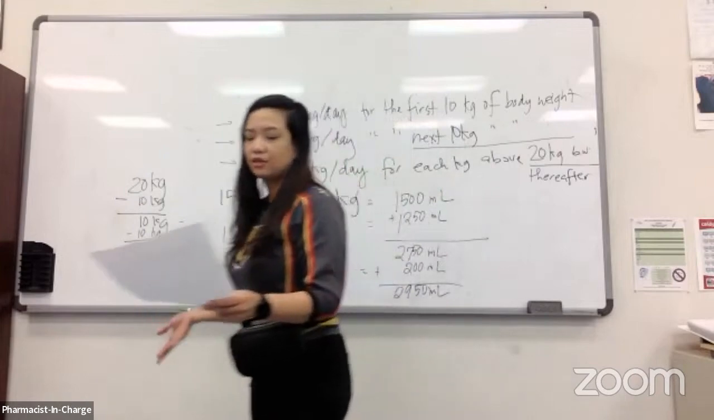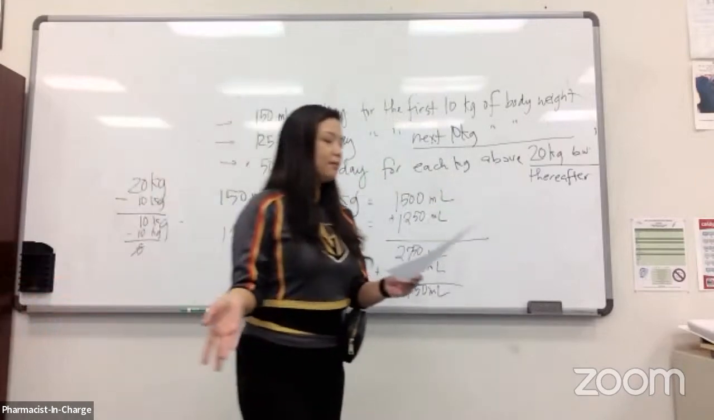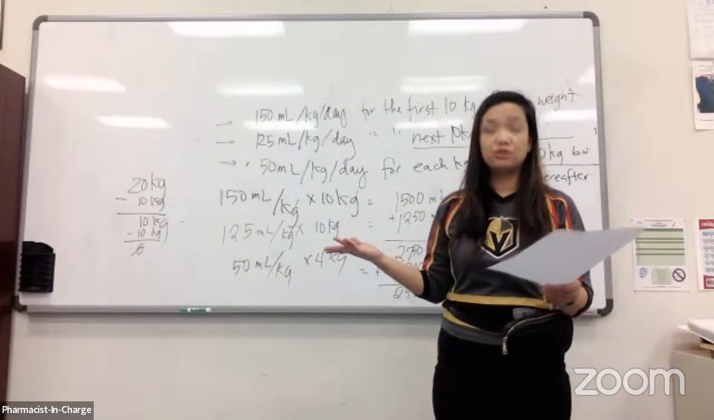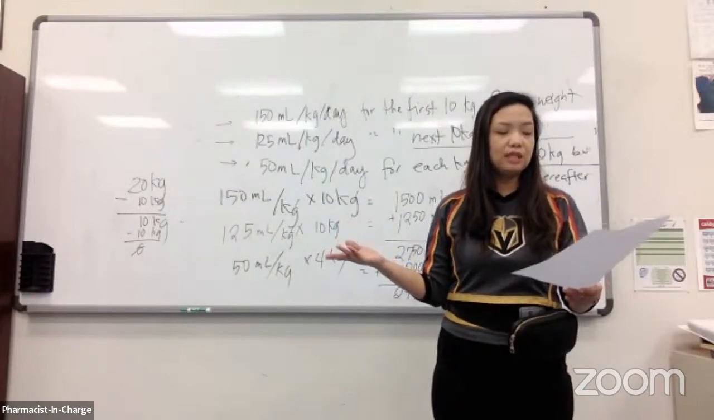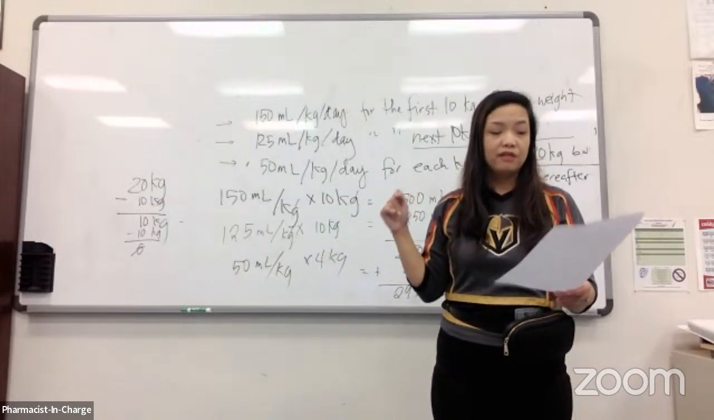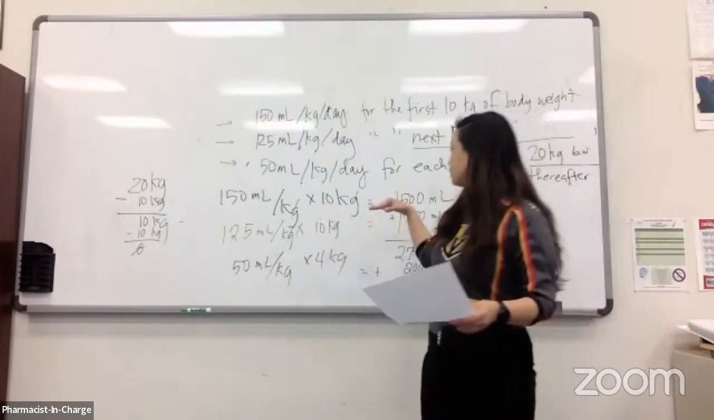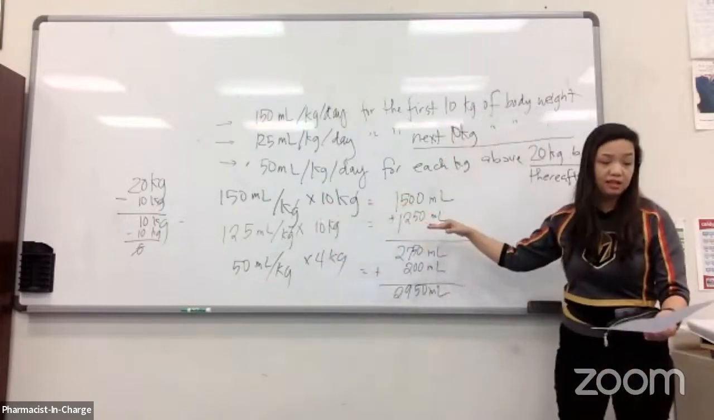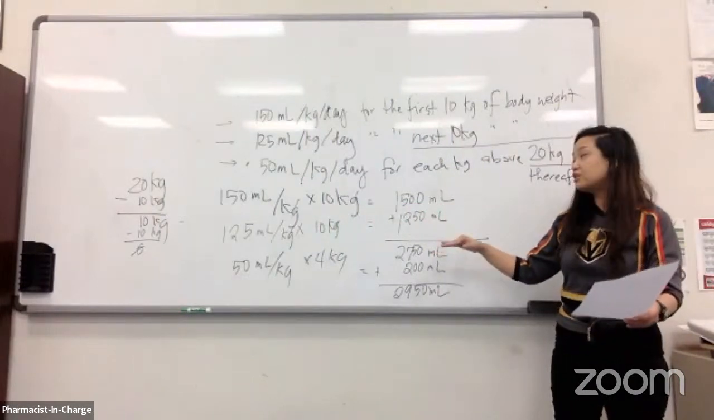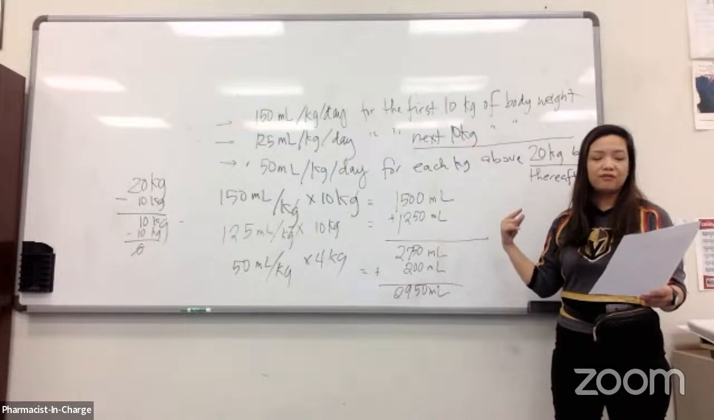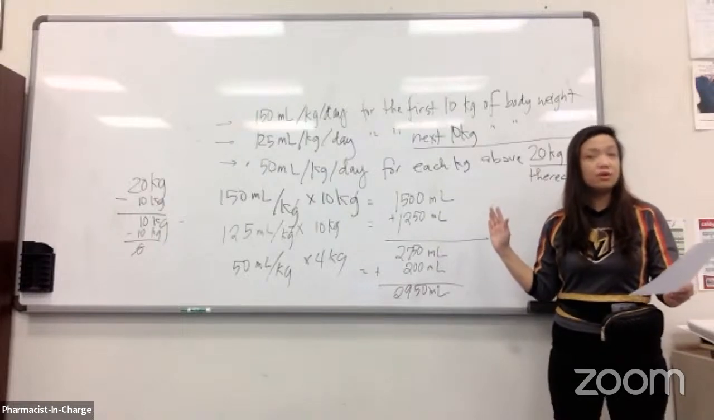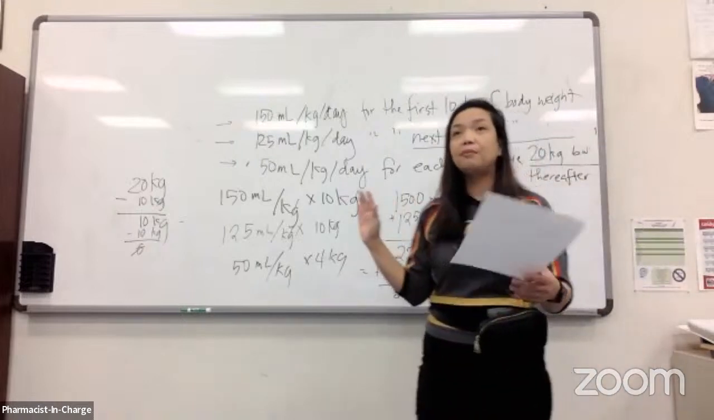First thing you do is to convert pounds to kilograms, same as Jessica's case. 30.45 kilograms is what you should be using for the weight, which means your last tier should be 10.45. First tier 1,500, same. Second tier 1,250, and then third tier is 10.45 times 50, which should give you 522.5. Add the three tiers together, you should get 3,272.5 ml. Who got that one?